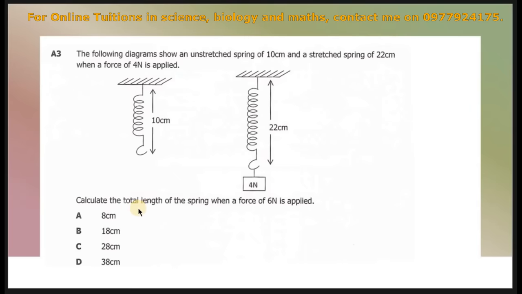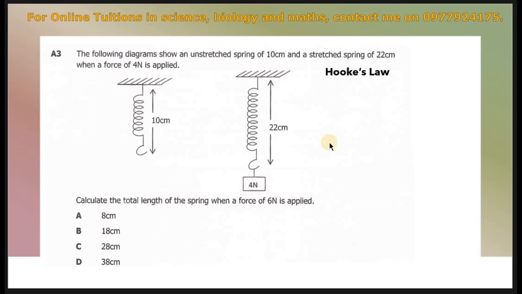Now the question says, calculate the total length of the spring when a force of 6 newton is applied. So guys, this question is coming from Hooke's law. So this is a Hooke's law problem. You need to know Hooke's law in statement and also in formula. So what does it say? Hooke's law states that the extension of an elastic substance is directly proportional to the applied force, provided the limit of proportionality is not exceeded. So the extension of an elastic object such as a spring is directly proportional to the applied force, provided the extension limit is not exceeded. That's what Hooke's law says. So Hooke's law just talks about a direct relationship, like variation in mathematics.